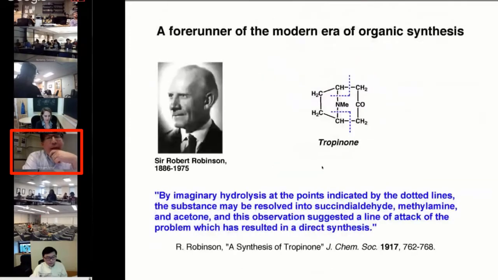But first, I want to begin by acknowledging an achievement in organic synthesis that never intended to use CH functionalization, and I'm referring to the synthesis of tropanone by Robert Robinson. This was described 100 years ago, so this is the 100th anniversary of this historically significant and influential achievement in synthesis. Next slide.